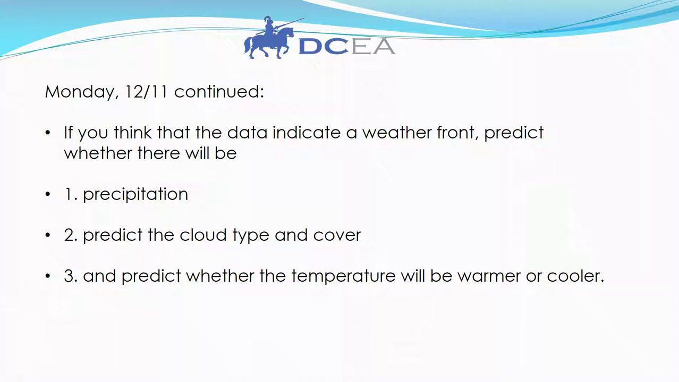Well, you're also going to check the forecast for today from your source. And there could be a change. There could actually be rain moving in later this afternoon. If you think that's true, then instead of putting no change, put down precipitation. Predict the cloud type and cover. An example might be cloudy, or if you've been using the actual names of the clouds, stratus clouds, and predict whether the temperature will be warmer or cooler. Most likely, if we were to have rain, you would say cooler.